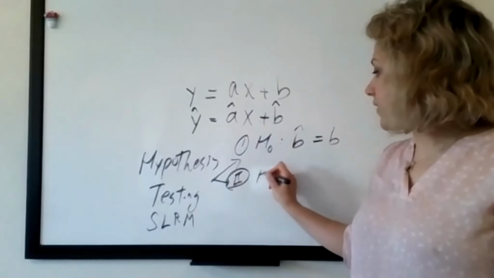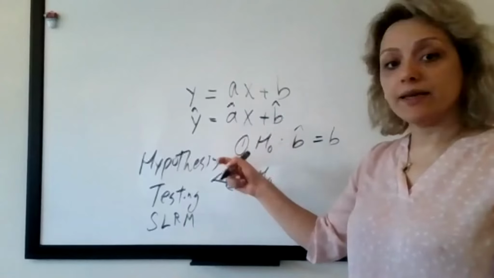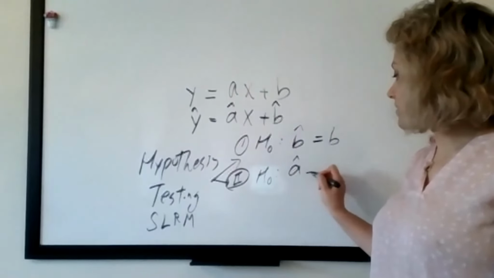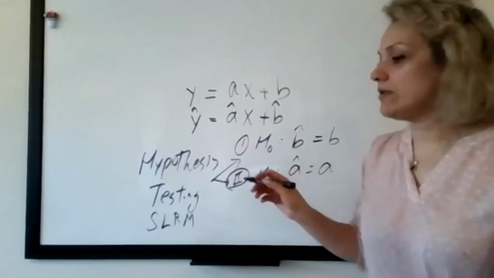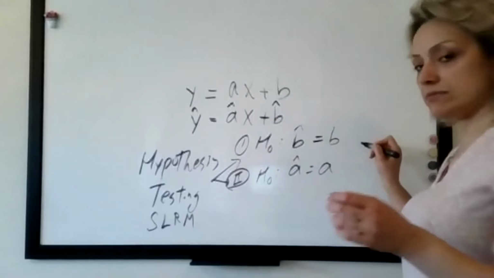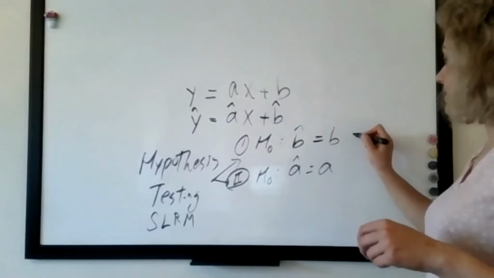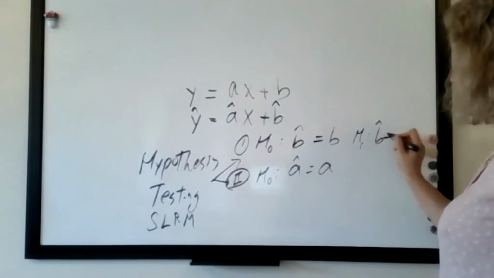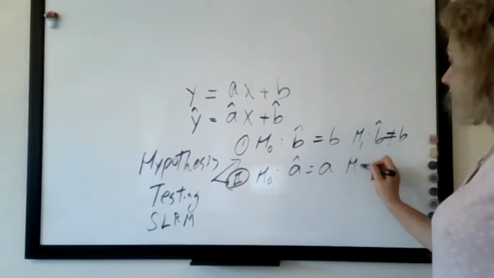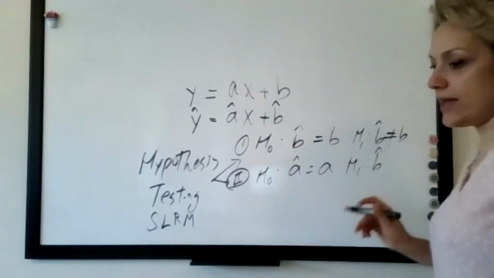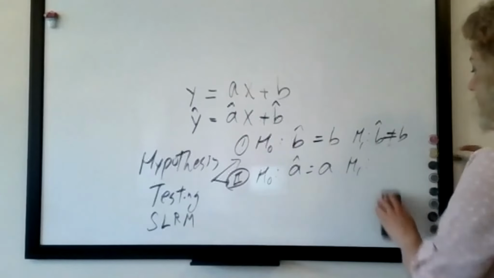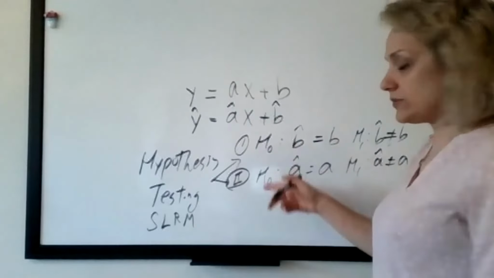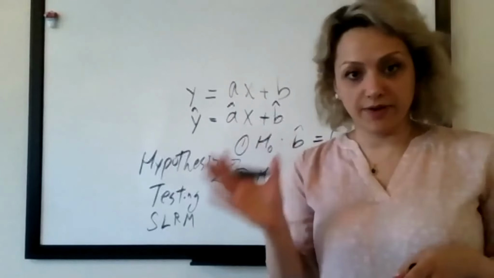is when we want to test our A, the intercept, and we would say H null: the A estimate is equal to A. And for all of this, when H null is like this, H1 is going to be B estimate is not equal to B. And here H1, sorry, A estimate is not equal to A. So those are the first two hypothesis tests that we had over there.